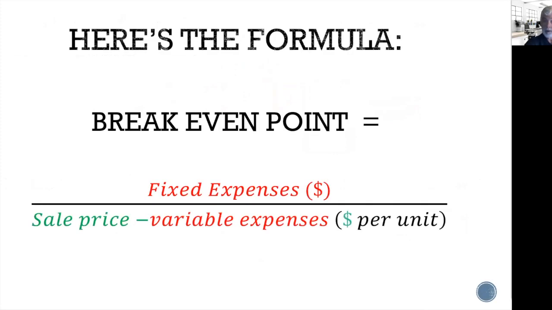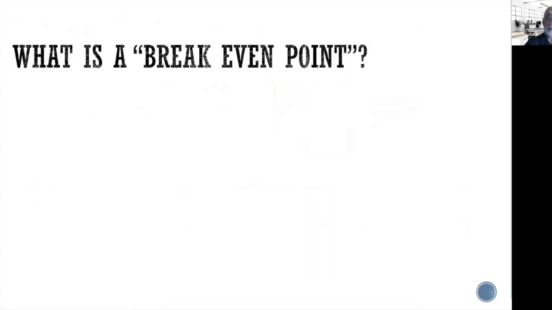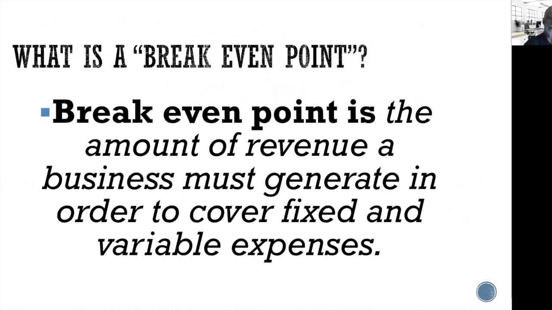Here's the formula for this break-even point thing. Fixed expenses, remember that's a monthly thing, divided by the difference between sale price and the variable expenses in dollars per unit. Keep that in mind. We're going to be reviewing this. What is actually a break-even point? The break-even point is the amount of revenue a business must generate in order to cover those fixed and variable expenses. All right, let's do an example.